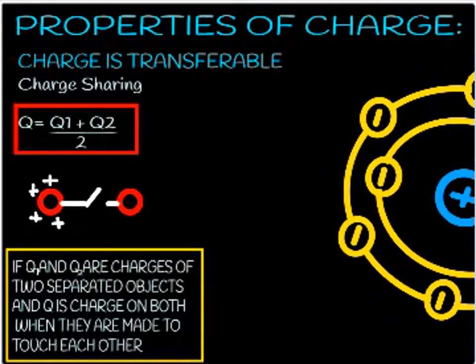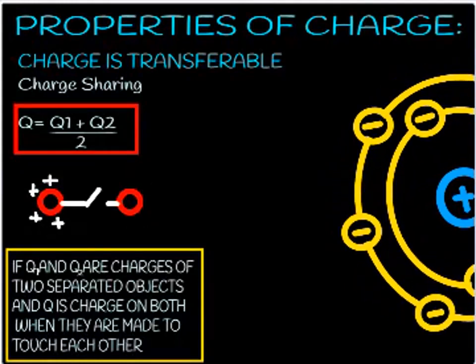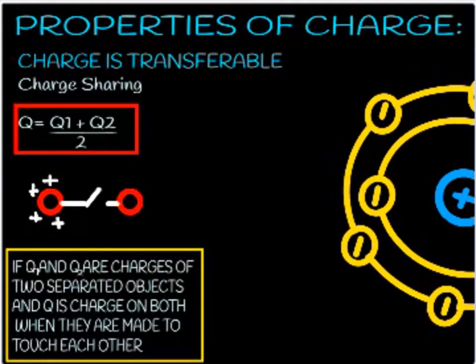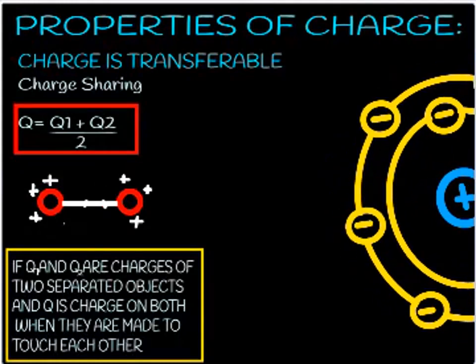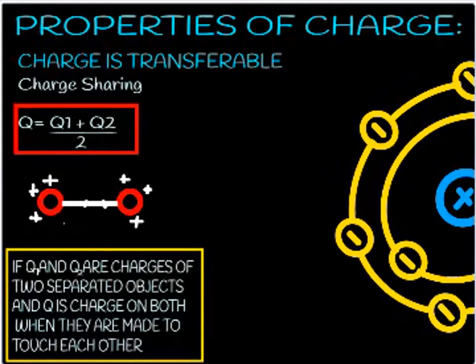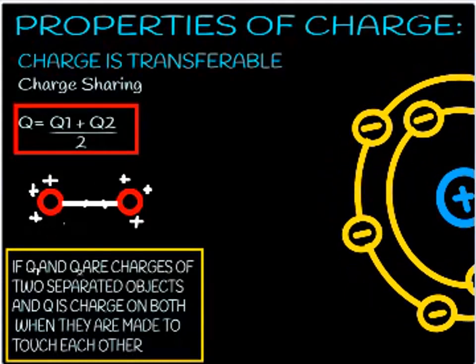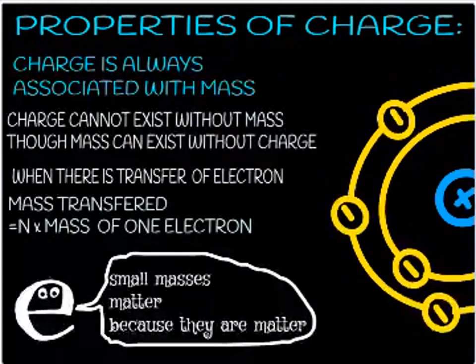The first property says that charge is transferable. Charge can be transferred through contact from a charged body to an uncharged body, or between two charged bodies with different charges, by the given formula. If Q1 is the charge on the first body and Q2 is the charge on the second body, then Q is the charge on both bodies when they come in contact.